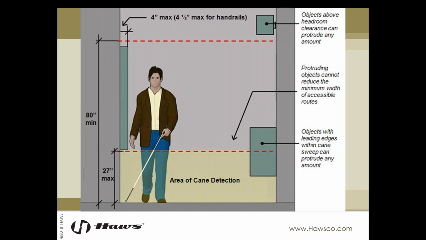On the right, you have an object with its lower leading edge protruding into the 27-inch area, which is detectable by a cane and can protrude any amount because it can be detected with a cane. You have another object on the right above the 80-inch minimum and again can protrude any amount because it is above what is considered headroom clearance.